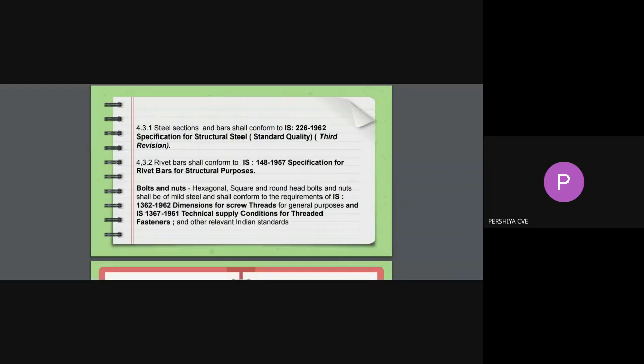Bolts and nuts of hexagonal, square and round header shapes should conform to the requirements stated in IS 1362-1962, which gives dimensions for screw heads for general purposes, and IS 1367-1961, technical supply conditions for threaded fasteners.